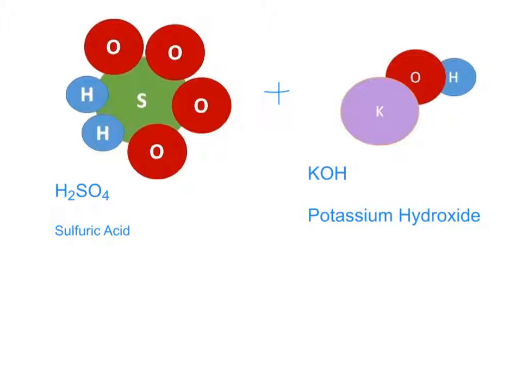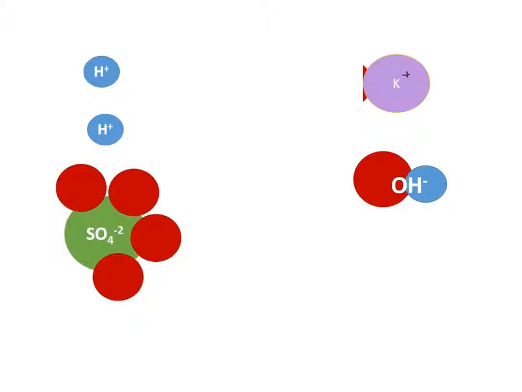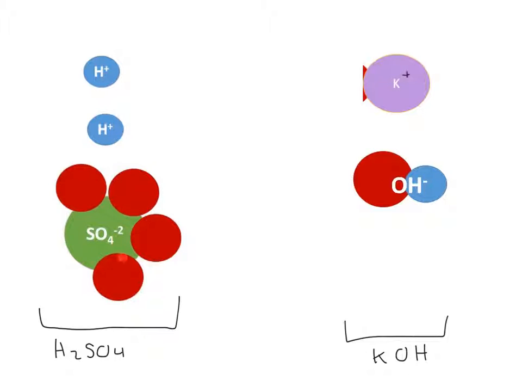So again, this is what we have, sulfuric acid and potassium hydroxide. What we're going to do is look at this in our ionic forms. This is our sulfuric acid in its ionic form, H2SO4, and over here we have our potassium hydroxide in its ionic form. First thing you'll notice is that the overall charge of our sulfate ion is -2.